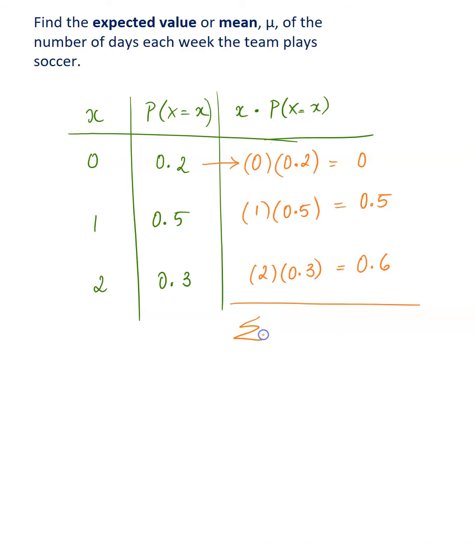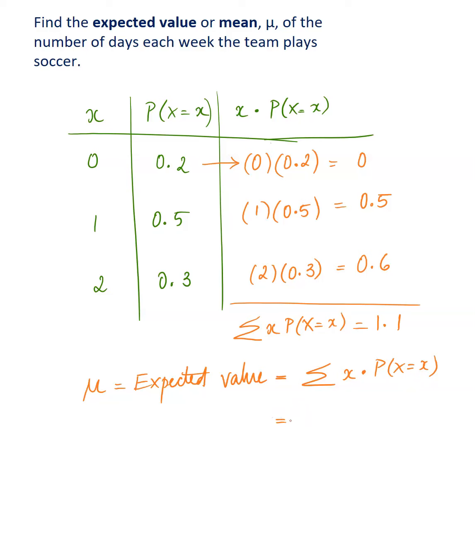Remember what we did to indicate the sum? So the sum of this column, the sum of p times x equals the x column. The summation symbol is used to do that, and it would be 1.1. What we are told is that mu itself, which is the expected value, is equal to the sum of x times p of x. So in this case we got 1.1 as our answer.